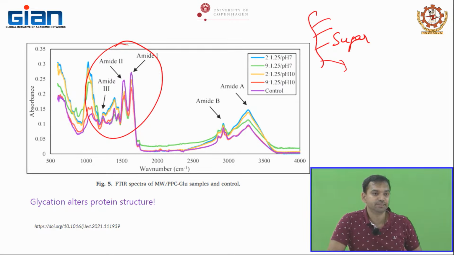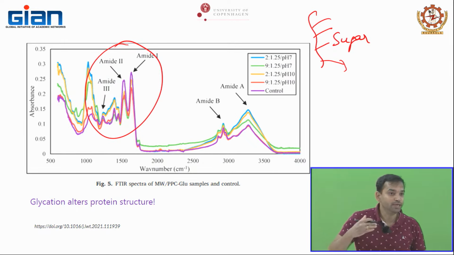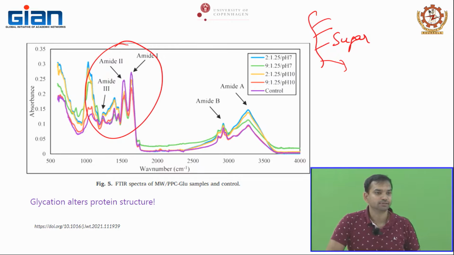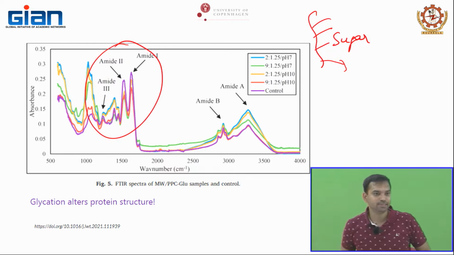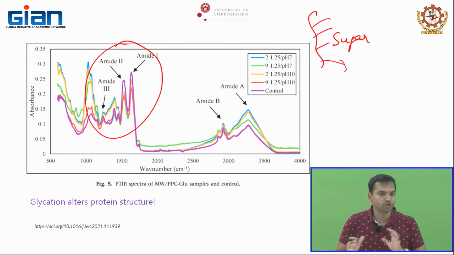Solubility will be changed. So, that is another reason why we are doing the glycation. When the solubility changes, water holding capacity changes, oil holding capacity changes, emulsification changes. So, it is all interlinked with the solubility. So, Maillard can change the functional properties.